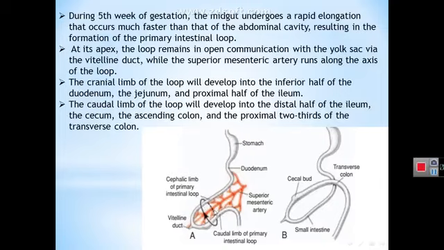This arrow shows the rotation of the small intestine about 90 degrees counterclockwise, causing the cephalic limb to move caudally, and the caudal limb moves anteriorly or cranially. And this figure shows the intestinal loop after 180 degrees counterclockwise rotation. We can see the transverse colon passes in front of the duodenum.